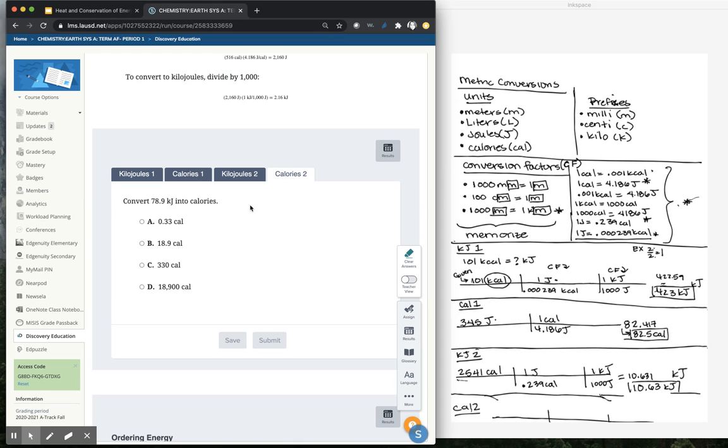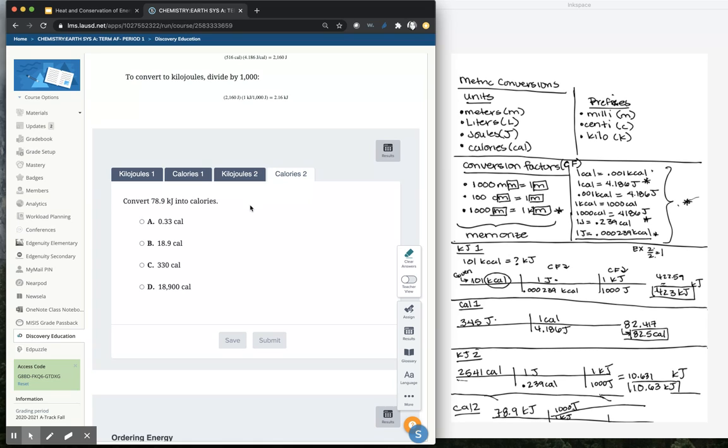And I'm going to put my given on here, which is 78.9 kilojoules. And this time I'm going to look for a conversion factor that gets me close to into joules, right? So the previous problem gave me 1 kilojoule is equal to 1,000 joules. So that's going to get me into joules. Sorry, my line's a little funky here.